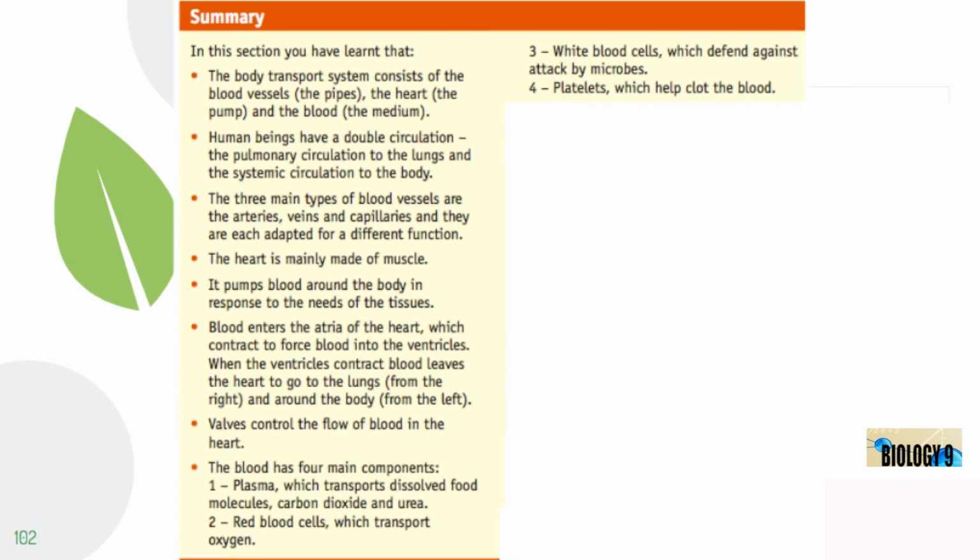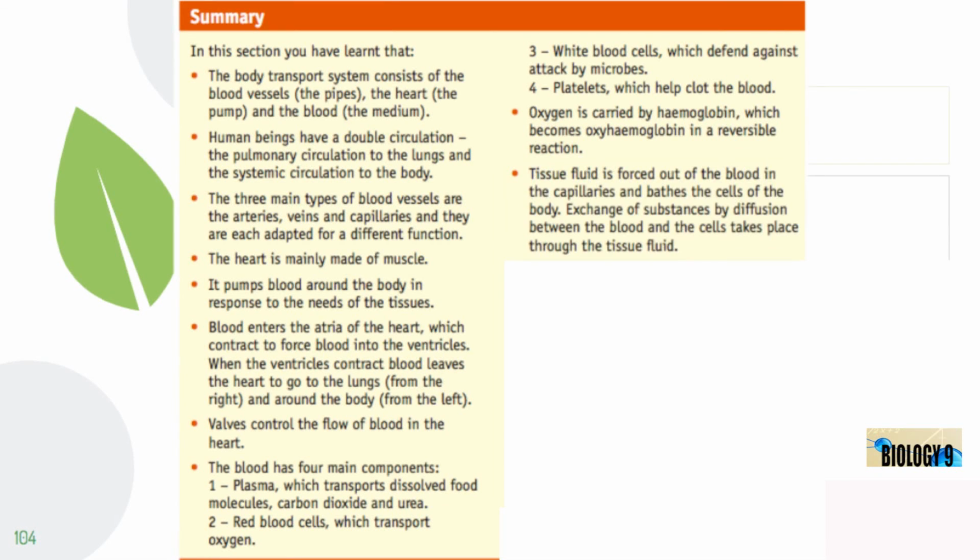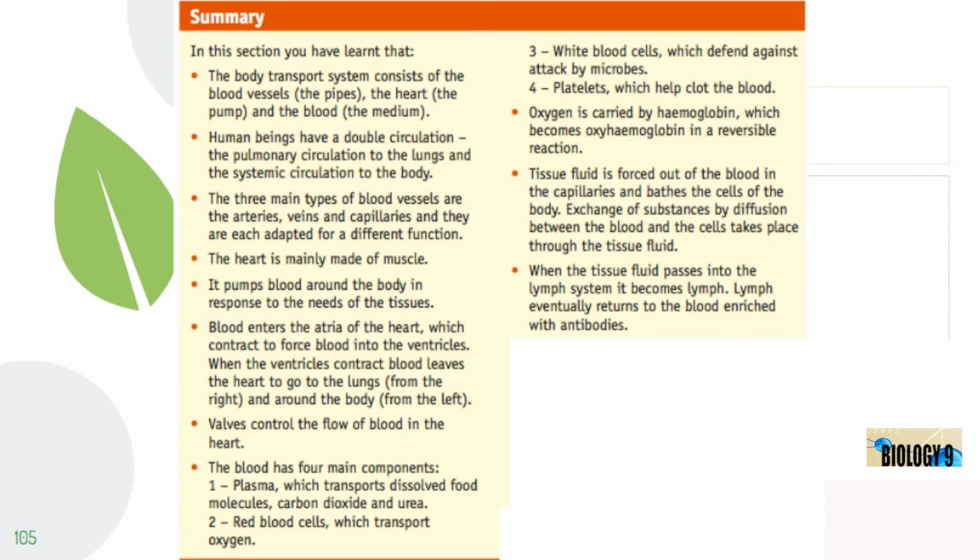The blood has four main components: plasma, red blood cells, white blood cells, and platelets. Oxygen is carried by hemoglobin, which becomes oxyhemoglobin in a reversible reaction. Tissue fluid is forced out of the blood in the capillaries and bathes the cells of the body. Exchange of substances by diffusion between the blood and the cells takes place through tissue fluid. When the tissue fluid passes into the lymph system, it becomes lymph. Lymph eventually returns to the blood enriched with antibodies.